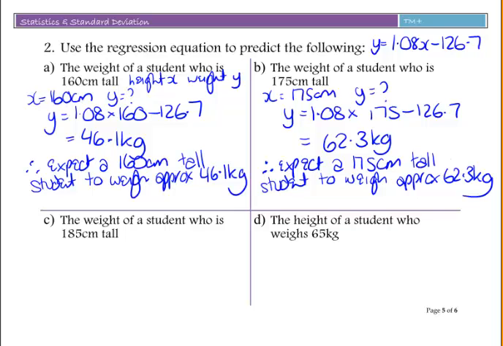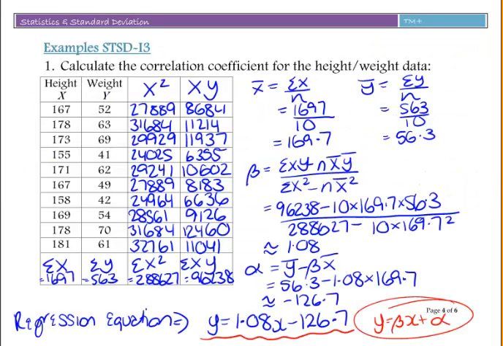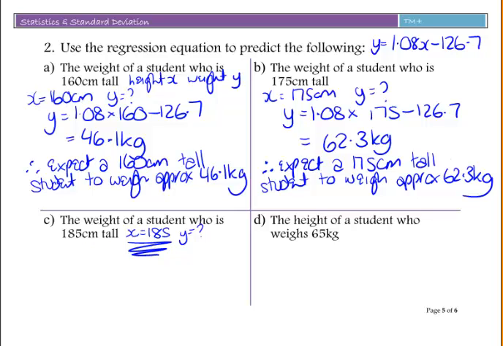Next, the weight of a student who is 185 centimeters tall. Well, in this case, it's exactly the same thing as what we've been doing. We've got x is 185 and we want to know what y is. Now the problem here is if we go back to our data, you'll see that our minimum height was 167 and our maximum height was 181. Now this 185 centimeters is outside the data range.